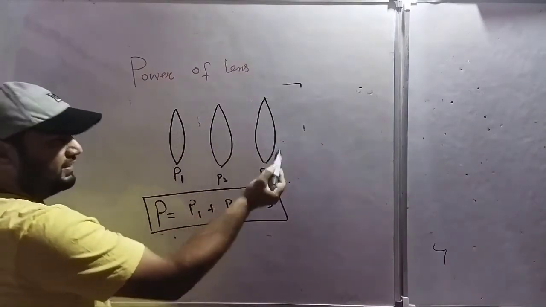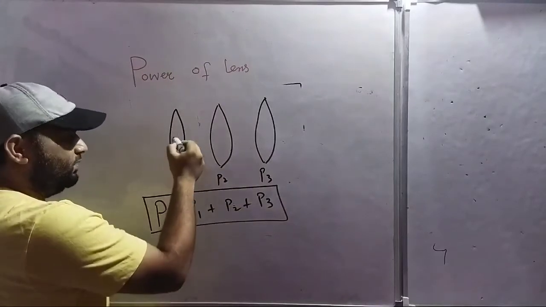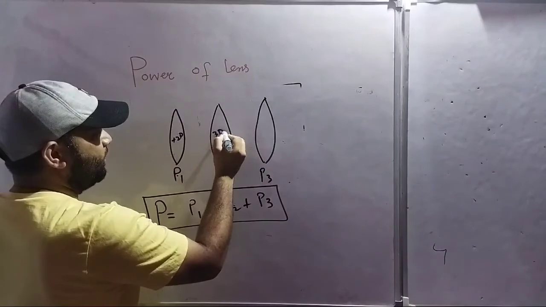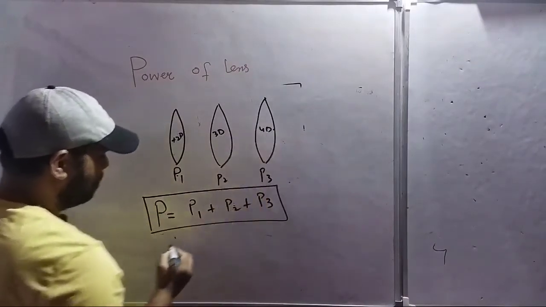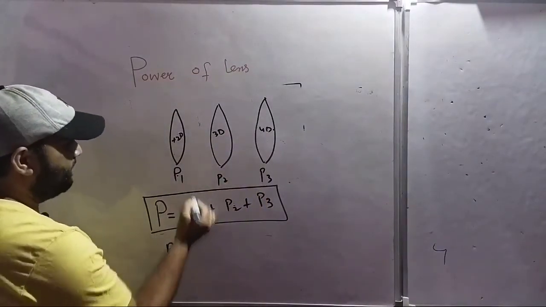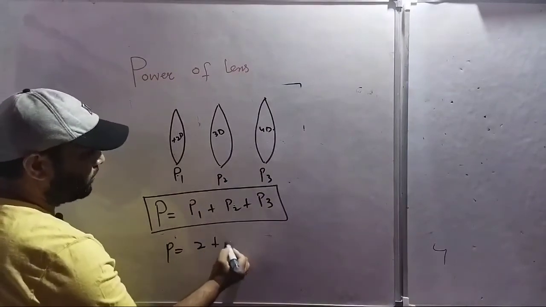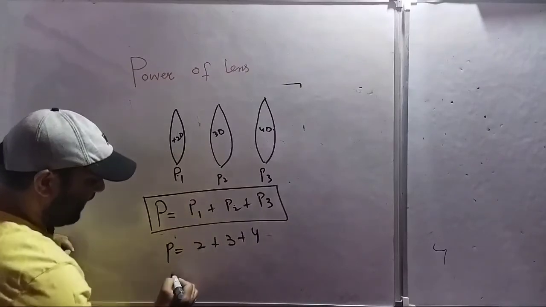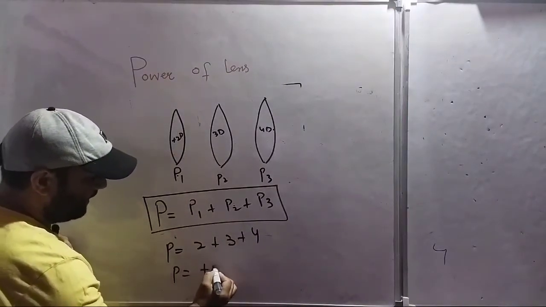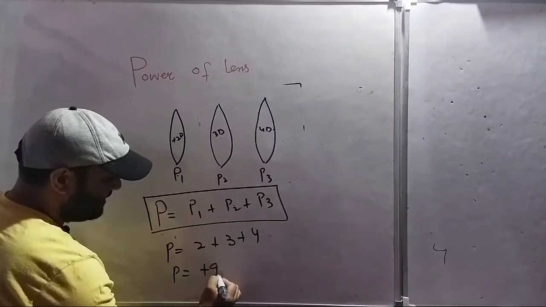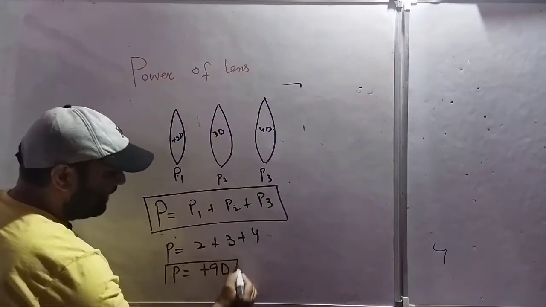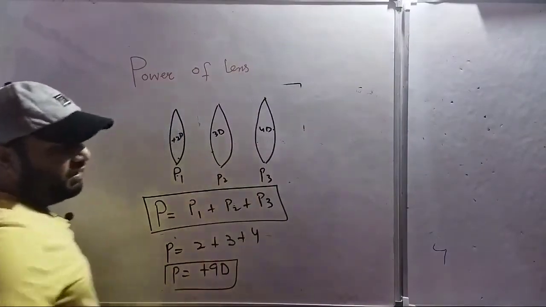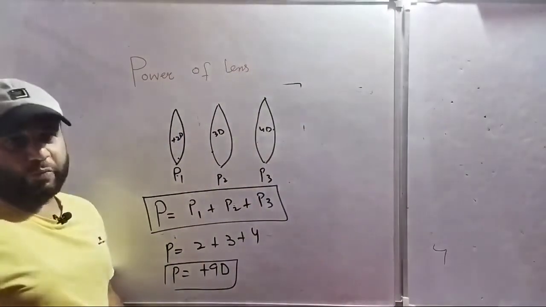Suppose you have three lenses in contact. So having P1, for example, let us say this one is +2 diopter, this one is 3 diopter, this one is 4 diopter. So what will be your full answer? In place of P1 write 2, P2 write 3, P3 write 4. 4 plus 3 is 7, 8, 9. So P will be equal to +9D. Why plus, my dear? Because all the three are convex. I hope it is clear to you.